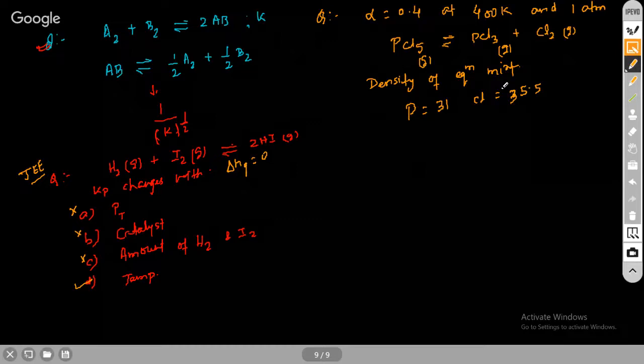Understood? So this Kp, since temperature we are not changing, Kp value will be maintained accordingly. If you take more amount of H2 and I2, more amount of HI will also form, so that the ratio will be maintained. Ratio of partial pressure will be maintained. Understood?